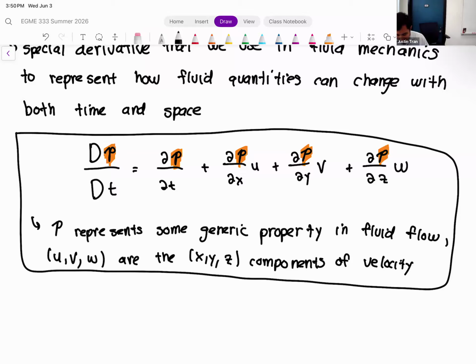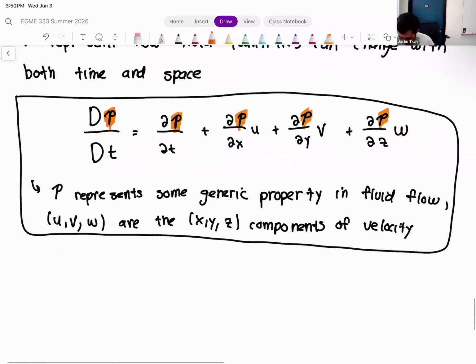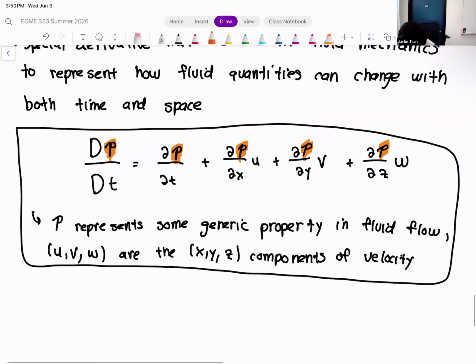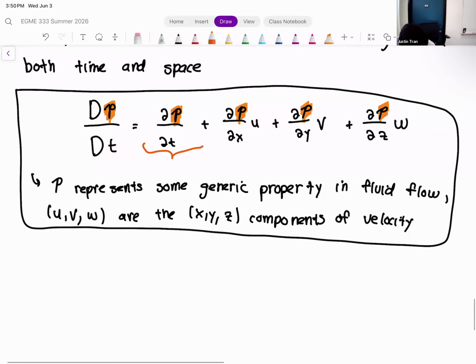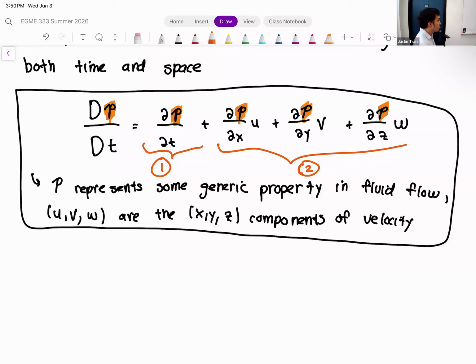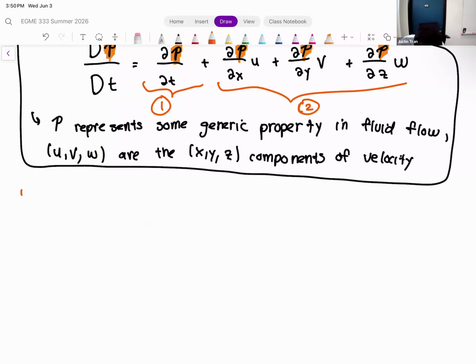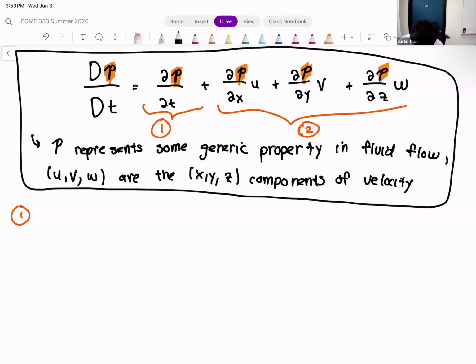Okay. So for the material derivative, it's thankfully not too difficult. We have 2 different groupings here. We have this term, so we'll call this term number 1. And then the next 3 terms are actually all grouped together. We'll call that grouping number 2. Okay, so let's look at the first term first. Term number one here, this is what we call the unsteady term.